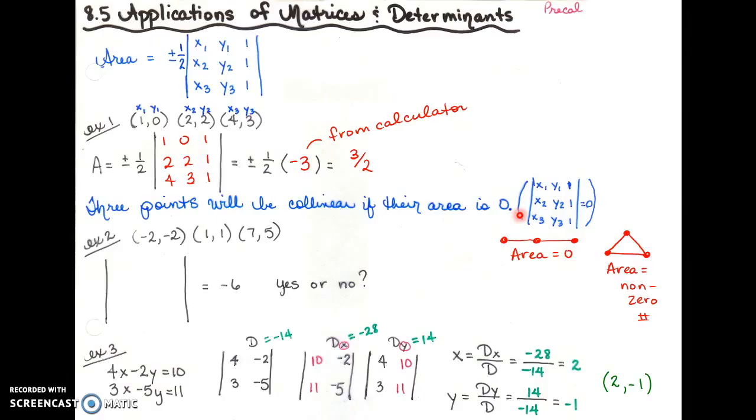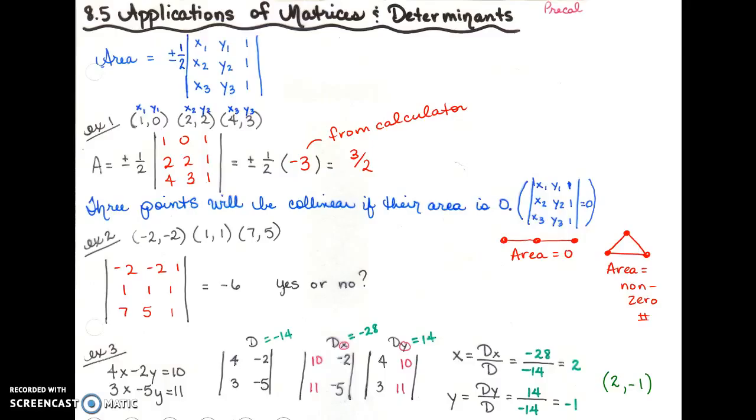Okay? So example 2, they give me 3 points, (-2, -2), (1, 1), and (7, 5), and they ask me, are these collinear? All right? So let's go through and let's set up the determinant here. What's my first row going to be? Second row? 1, 1, 1. And third row? 7, 5, 1.